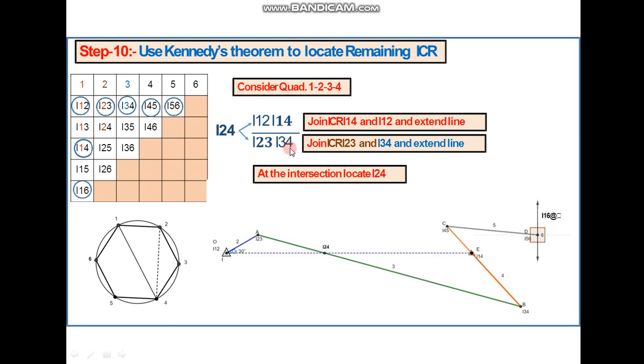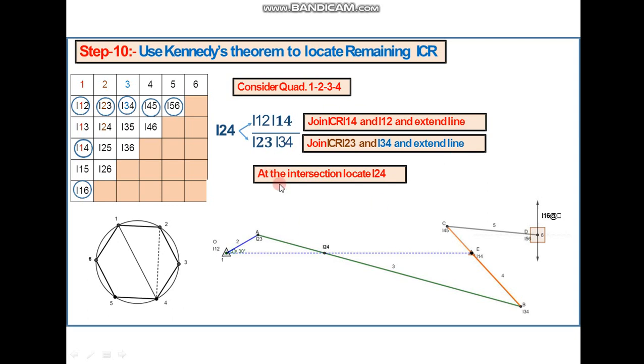What it means is I will obtain I24 if I connect the line joining these two ICRs and the line joining these two ICRs. So join these lines in the diagram. So I12 I14 is this line, I12 here, I14 here. You can see the dotted line. This is the line joining the first, this one. Next will be the line joining 2 3 and 3 4. So 2 3 is here and 3 4 is here. Join them, already joined, and their intersection is 2 4. So unknown ICRs I find out by this procedure.